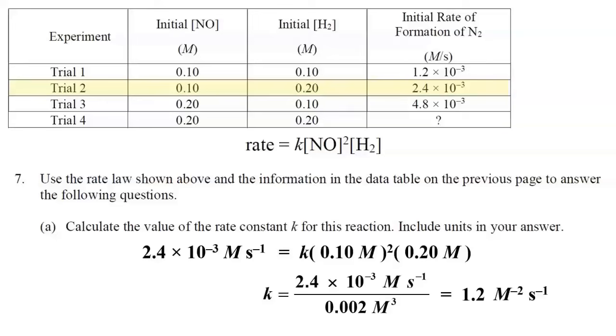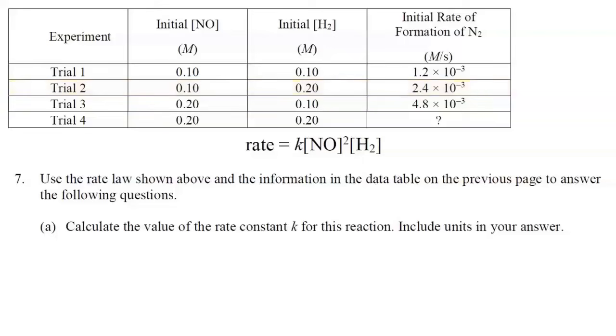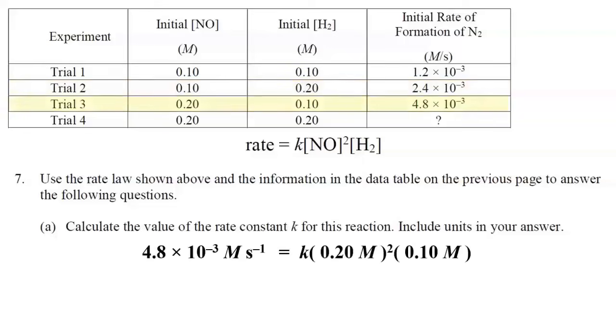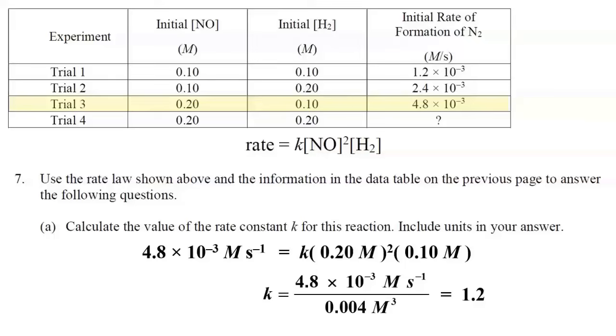1 power. And if I had used the data from trial 3, I would have had a different rate. I would have had a different concentration of nitrogen monoxide. But if I had used the data values from trial 3, I still would have gotten 1.2 molarity to the negative 2 power, seconds to the negative 1. So I could have used the data from either trial 1, trial 2, or trial 3, and I would have gotten the exact same value for the rate constant, and the units are inverse molarity squared and inverse seconds.